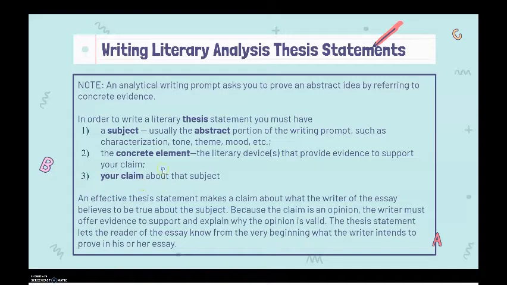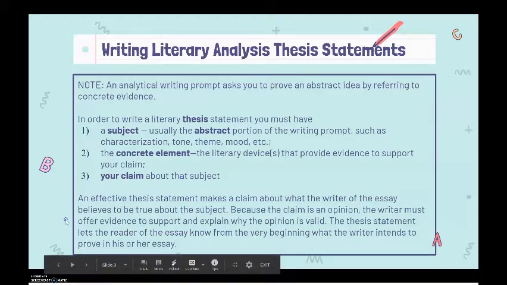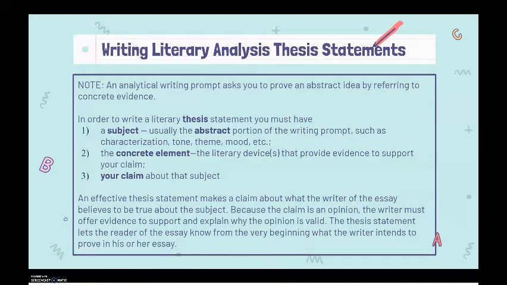My claim right here, the claim is about the subject. This is your opinion about the subject, what you believe about it. An effective thesis statement makes a claim about what the writer of the essay believes to be true. Because the claim is an opinion, you have to give evidence to support and explain why your opinion is valid. The thesis statement lets the reader know from the very beginning what you think or what you intend to prove in your essay. Now, this is very important.